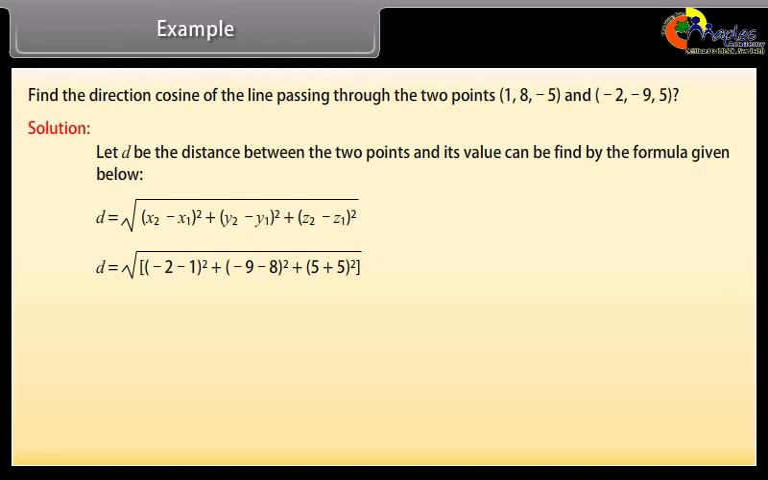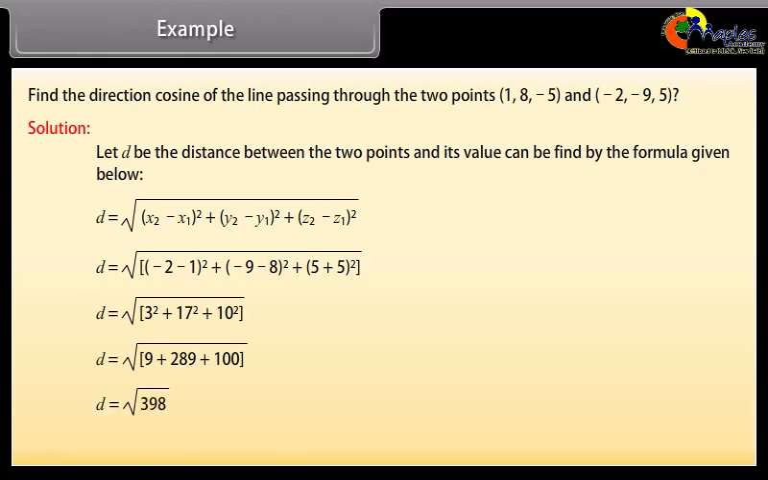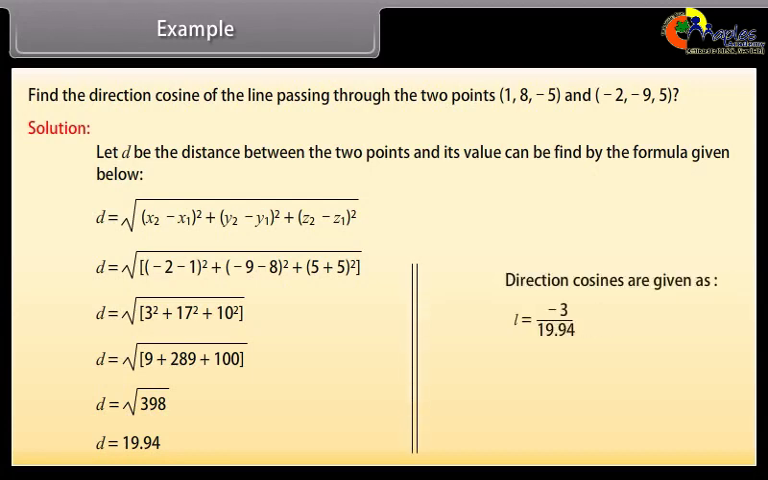plus 5 square. d equals square root of 3 square plus 17 square plus 10 square. d equals square root of 9 plus 289 plus 100. d equals square root of 398. d equals 19.94. Direction cosines are given as L equals minus 3 by 19.94, M equals minus 17 by 19.94, N equals 10 by 19.94.